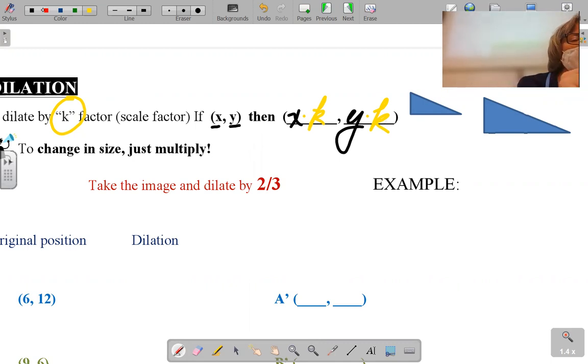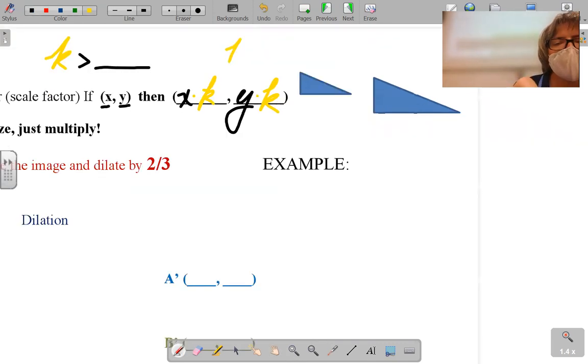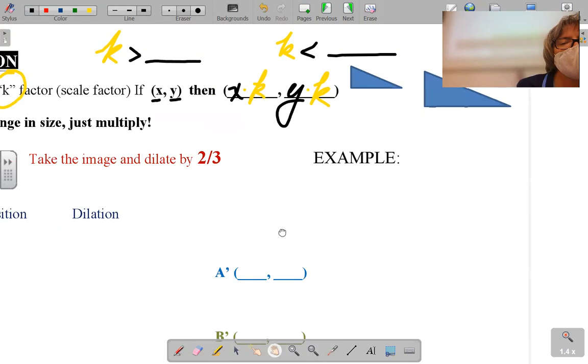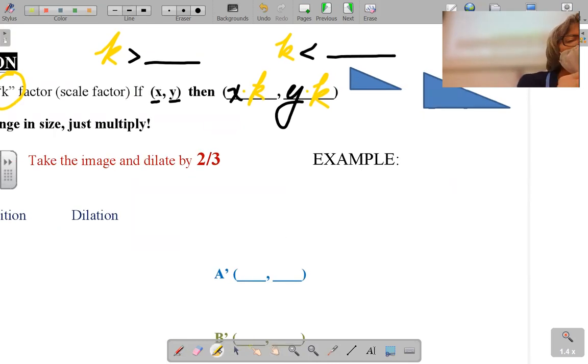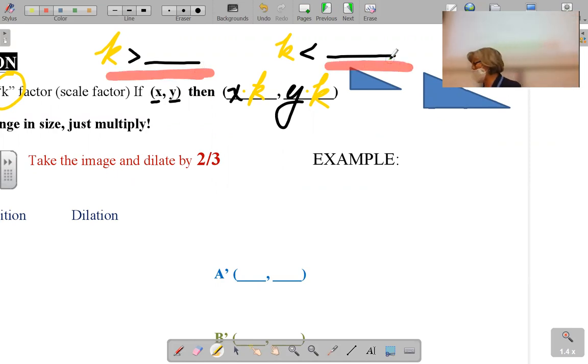On that note, I'd like you to put this little note up here. If your K factor is bigger than one, and if your K factor is less than one. I want you to have a short discussion in your group. What do you think happens to the shape? And put that under the red highlighter. What happens to the shape if your scale factor is bigger than one versus smaller than one? Go, talk. What do you think or predict is going to happen?